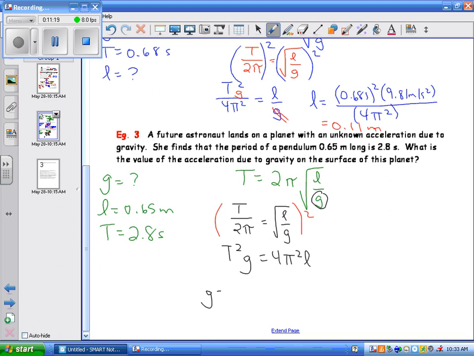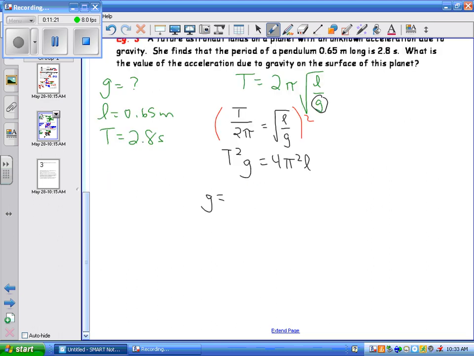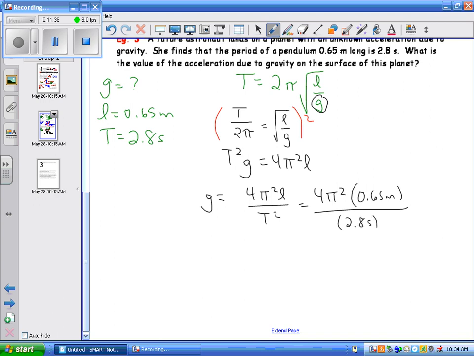I have g is equal to 4 pi squared L over T squared. So 4 pi squared times L, which is 0.65 meters, divided by 2.8 seconds squared, and I get an acceleration due to gravity of 3.3 meters per second squared.